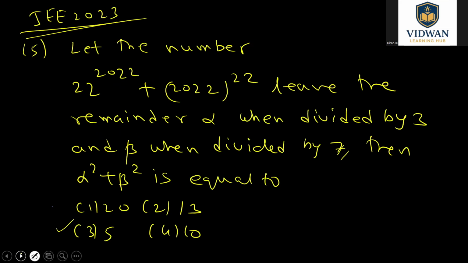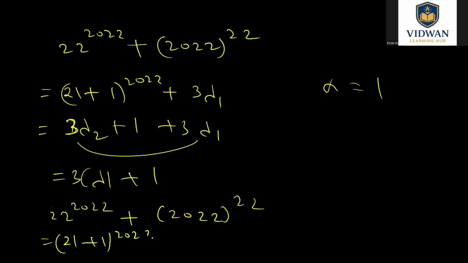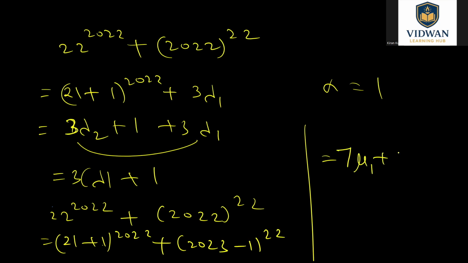Similarly, when you are checking divisibility of 22 power 2022 plus 2022 power 22 with 7, 21 is divisible by 7. So 21 plus 1 power 2022. And here 2020 is not divisible by 7, but 2023 is, so 2023 minus 1. So this will be a multiple of 21 plus 1 power this value. A multiple of 21 is also a multiple of 7, so 7 into some mu1 plus 1. For the second one, 2023 is divisible by 7, so you'll get a multiple of 2023, which is a multiple of 7 also, and you'll get minus 1 power 2022, which is plus 1. So 7 into mu1 plus mu2 plus 2.